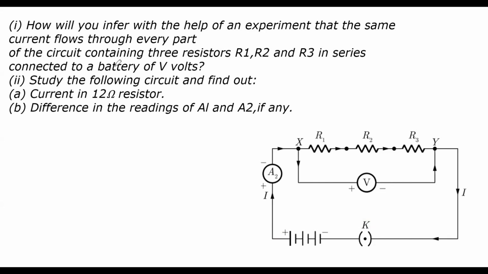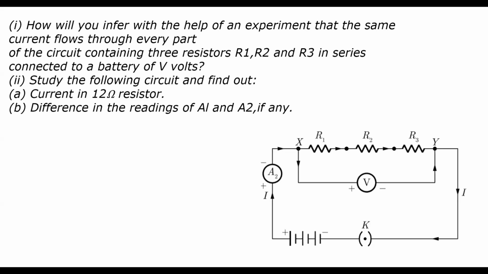Now, our question is how will you infer that the same current flows through these three resistors when connected in series? So what you'll write in the exam is that we will connect the ammeter at different positions, maybe once over here, maybe over here, or here. Each time you'll find that the reading on the ammeter is the same. This implies that the same current flows through these three resistors when connected in series. That's the first part.